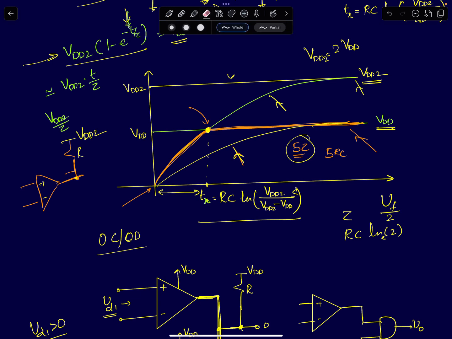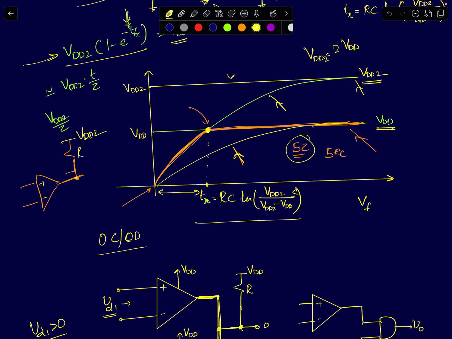This is something I always tell my students. Whenever you see results like this, how do you know if the result is correct? I just quickly derived it, but here is a quick sanity check. Always remember this result: for any first order circuit, let Vf be the final voltage, assuming that the initial voltage is 0. The time it takes to reach Vf by 2 volts, that is half the final value, is tau ln 2.